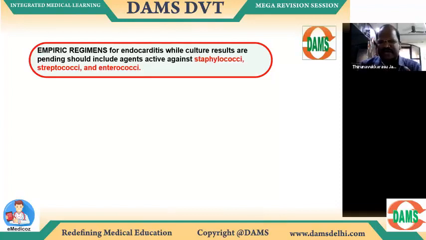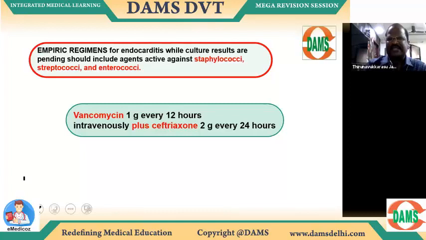So how are you going to approach a case of infective endocarditis by the pharmacological part? Look here. Empirical regimen: as sir mentioned, the common organisms causing infective endocarditis are staphylococci or streptococci or sometimes enterococcus. Now, if the culture reports are pending, or we are waiting for the culture reports, empirically we can start some antibiotic to cover all the organisms. The latest guidelines say empirical therapy means we can give vancomycin 1 gram every 12 hours intravenously plus ceftriaxone, a third generation cephalosporin, 2 gram every 24 hours. So point one, my dear Damsonian, please note this point. Empirical therapy, we can give vancomycin 1 gram plus ceftriaxone to cover all the organisms.